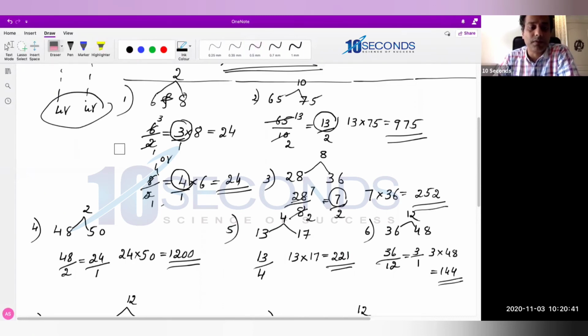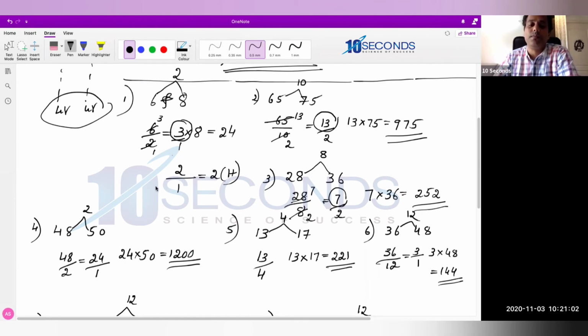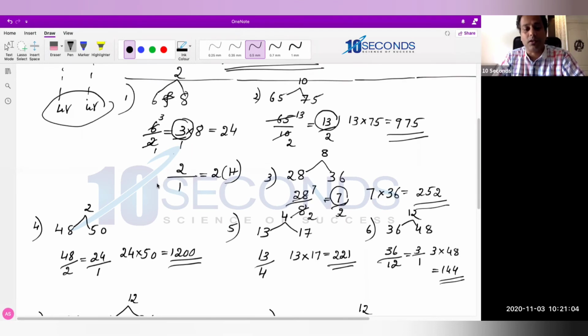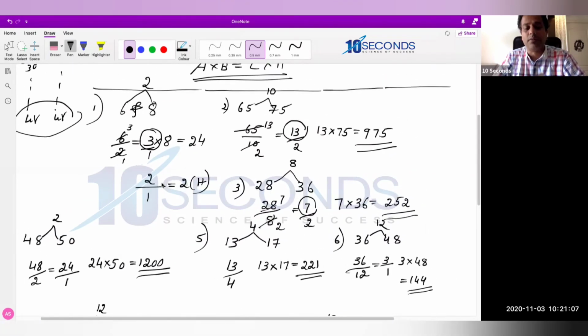HCF is, let me take out this, it is not required because either way the answer is the same. What is the difference? 2. What is the denominator? 3 is the numerator which we use for LCM. Denominator is 1. So it equals 2. That is HCF. So it is always difference divided by denominator. HCF equals difference divided by denominator.